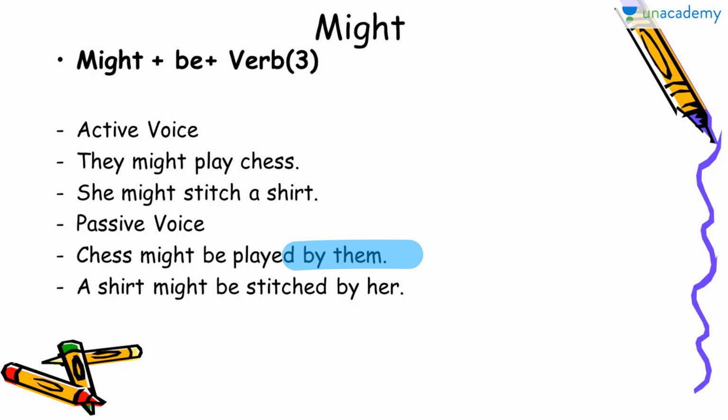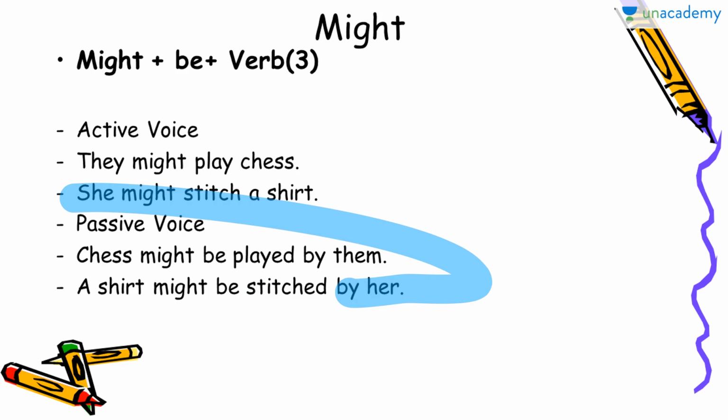Another example, she might stitch a shirt. So who is doing the work of stitching? She. That is why this particular sentence is in active voice. Might is there, stitch first form of verb is there, and on what the work is done? A shirt. This object comes at first and becomes the object in the starting in passive voice. Might remains at its own position, then be, then stitched, which is the third form of verb, and by whom it is done? By her. So she comes at the last in passive voice.